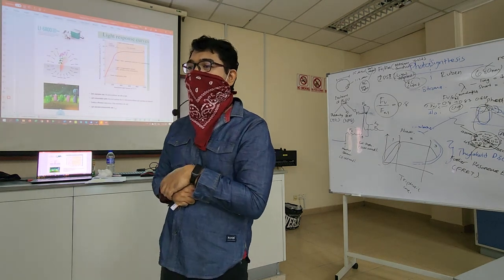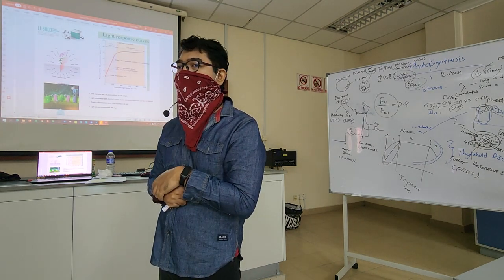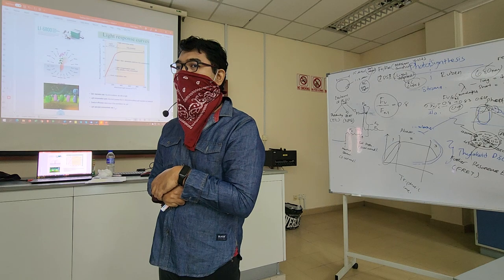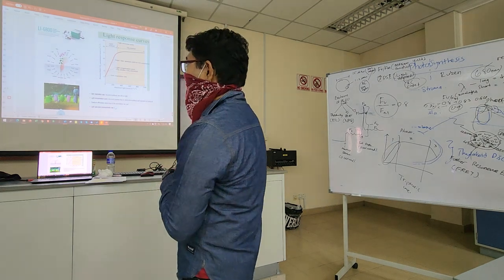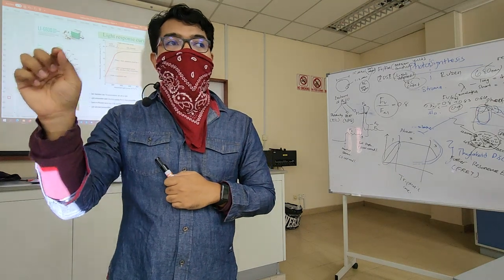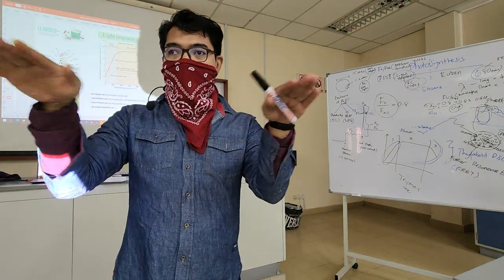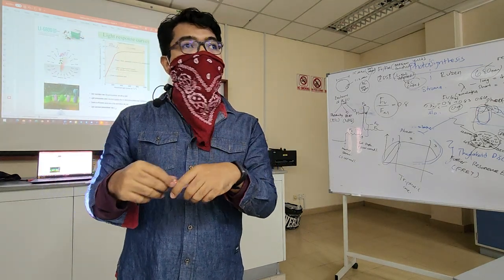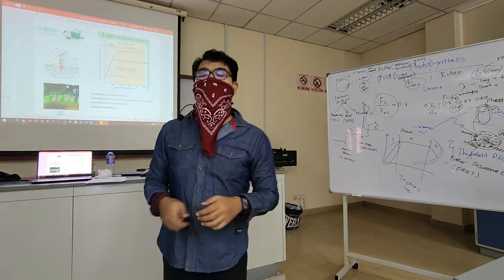We have some data, but somehow it was cut down. When I say it's skewed to the left, it means that minimal light is required to balance the CO2 intake and uptake, meaning that your plant is efficient. It's efficient.